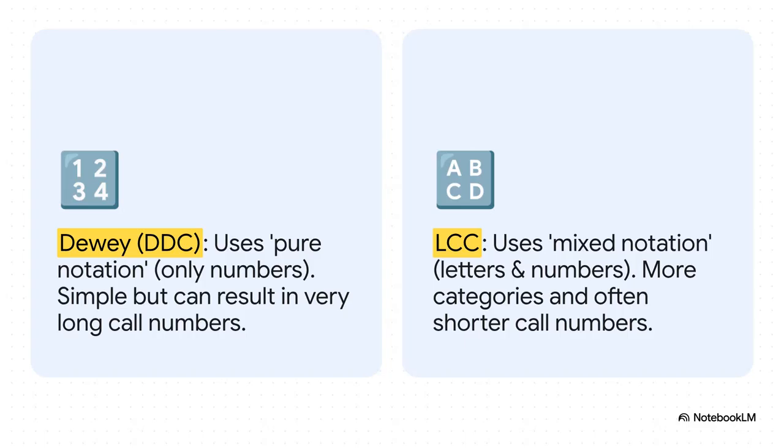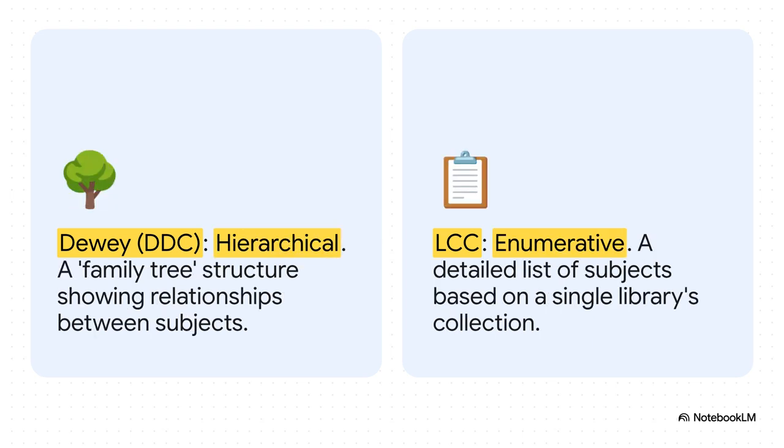One of the first things you'll notice is that they speak different languages, what librarians call their notation. Dewey uses pure notation, which just means it only uses numbers. It's simple, everyone gets it, but as subjects get more and more specific, the numbers can get ridiculously long. The LCC, on the other hand, uses mixed notation, a combo of letters and numbers. This gives it a way bigger base to start with, 21 main categories instead of Dewey's 10, which means it can handle way more subjects with shorter, more compact call numbers. But the differences go way deeper than just symbols.